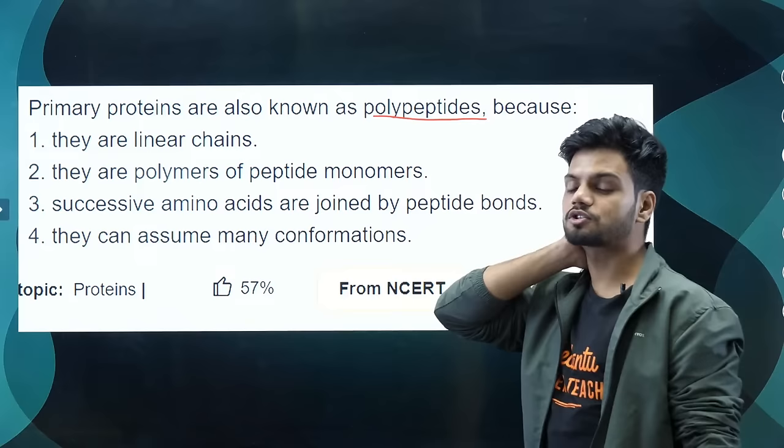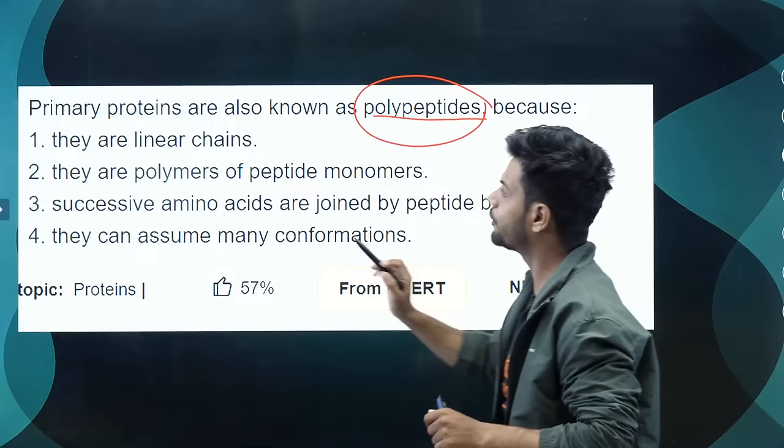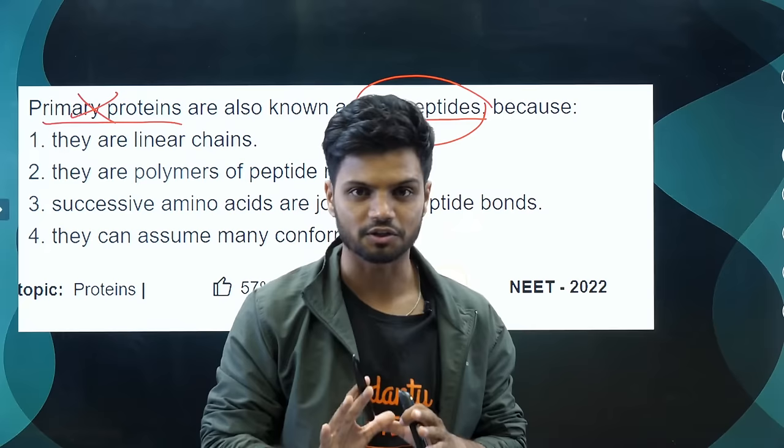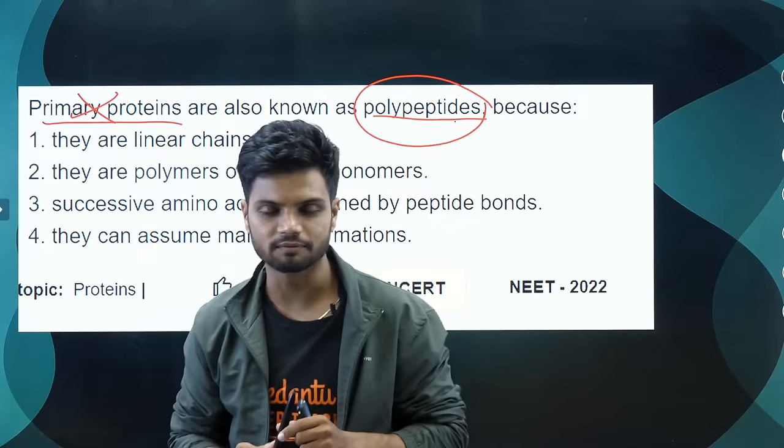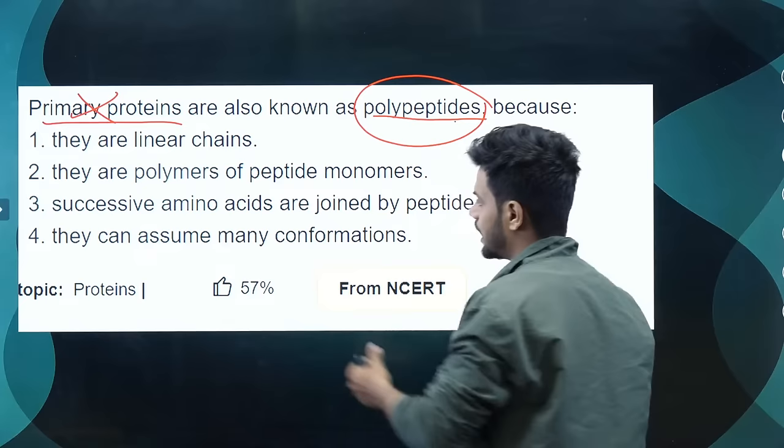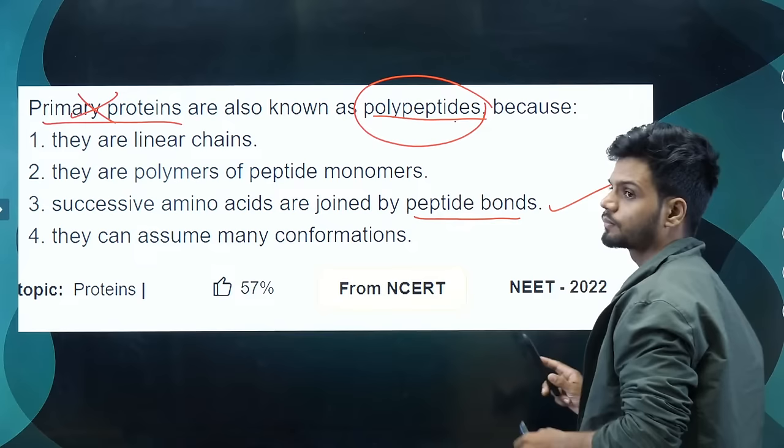Now, you should focus on one line here. All of you should focus on polypeptide. Forget the primary proteins. For primary proteins, many answers can be correct here. But focus on your polypeptide. Now, how do you form polypeptide? Polypeptide chain is formed by addition of many amino acids. Successive amino acids are joined by peptide bond is the right answer. The most probable answer that you have to check now.